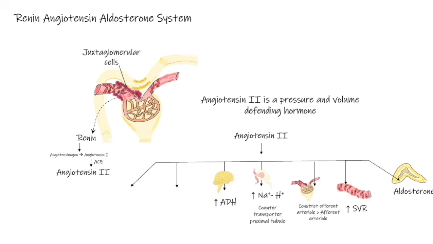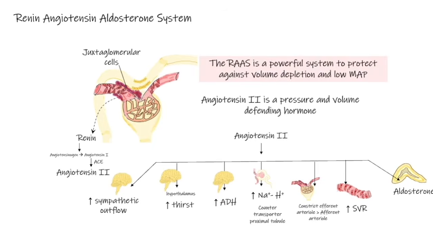Angiotensin II works directly on the posterior pituitary, stimulating the release of antidiuretic hormone. It also works in the hypothalamus to increase thirst. And finally, what we'll highlight is angiotensin II works on the central nervous system to increase sympathetic outflow. So the Renin-Angiotensin-Aldosterone system, and particularly the actions of angiotensin II, is a powerful system that helps protect against decreases in plasma volume as well as decreases in blood pressure.